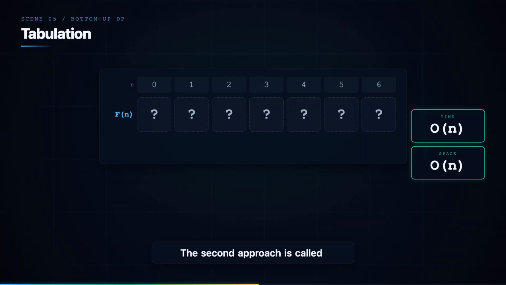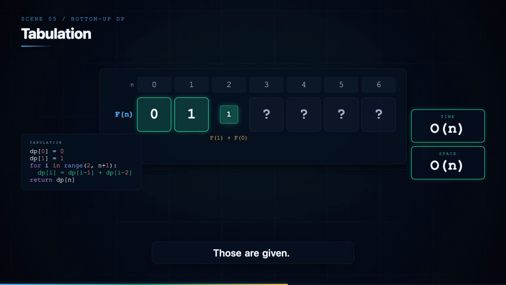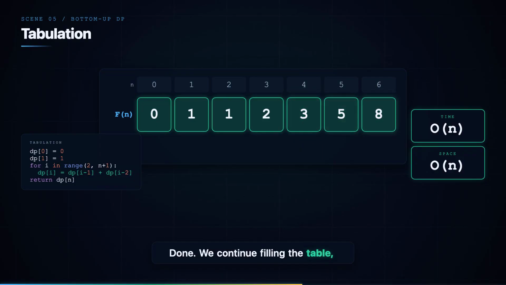The second approach is called tabulation. Bottom-up DP, no recursion at all. We start from the simplest possible subproblems, the base cases, and build upward. f of 0 is 0, f of 1 is 1, those are given. f of 2 uses those two, done. f of 3 uses the previous two, done. We continue filling the table, each cell depending only on values already computed, until we reach f of n.